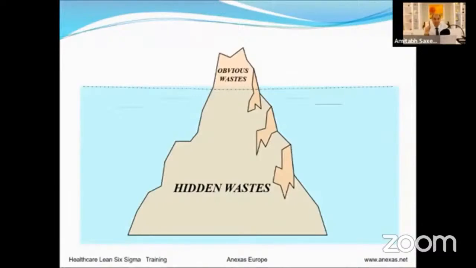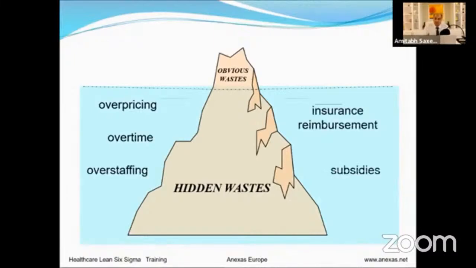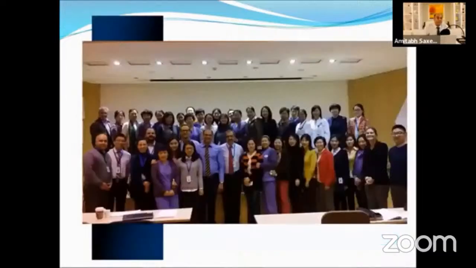What is more important is that you should be able to improve your processes. And your bosses will be impressed only if you save the money. And you will be able to save the money once you do the projects. So some of the wastes are obvious, but some of the wastes are not obvious. Like overpricing, overtime, overstaffing. These are all hidden wastes.